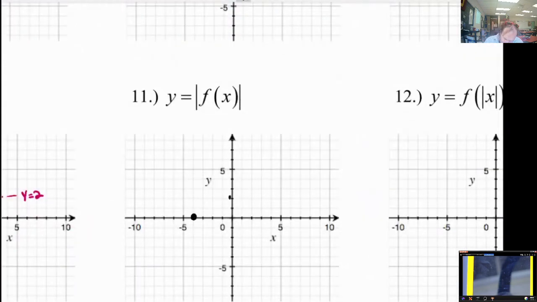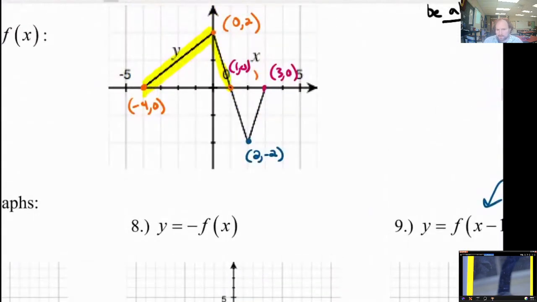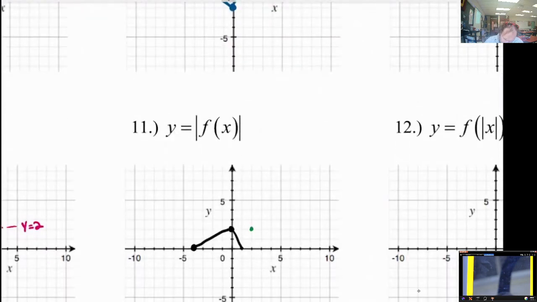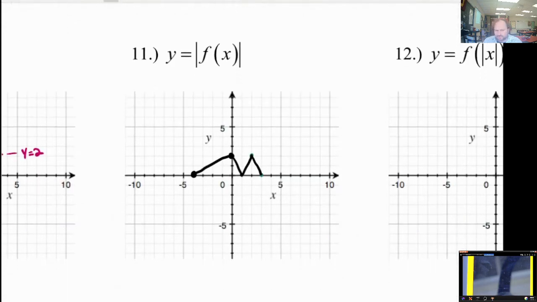-4, 0, 0, 2, 1, 0. This part of the graph stays exactly the same. However, all of the part of the graph that was below the x-axis now has to go above the x-axis. The easiest way to do this is take the point (2, -2), flip it up, and make it (2, +2). Put it right there. So the graph now looks like this if you connect those points. All of the negative stuff became positive. Kind of a different shift, a weird, interesting thing here.